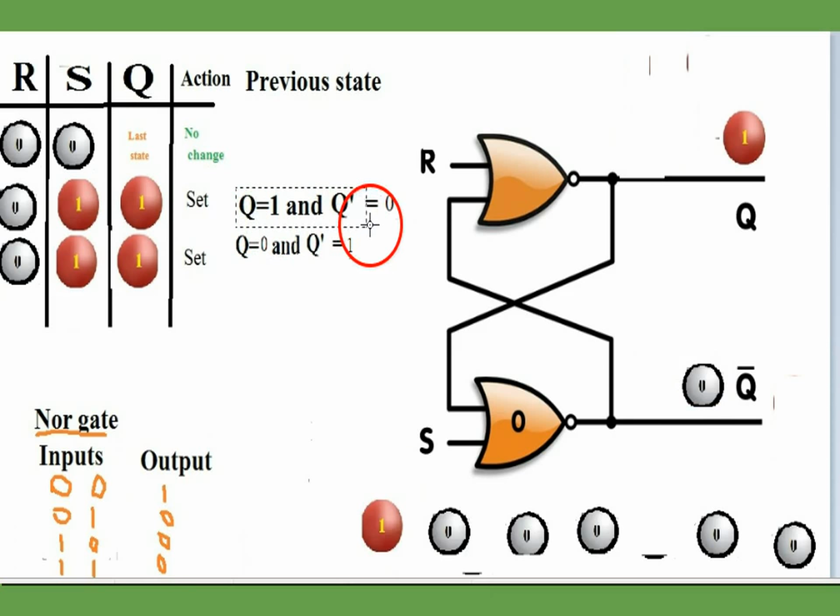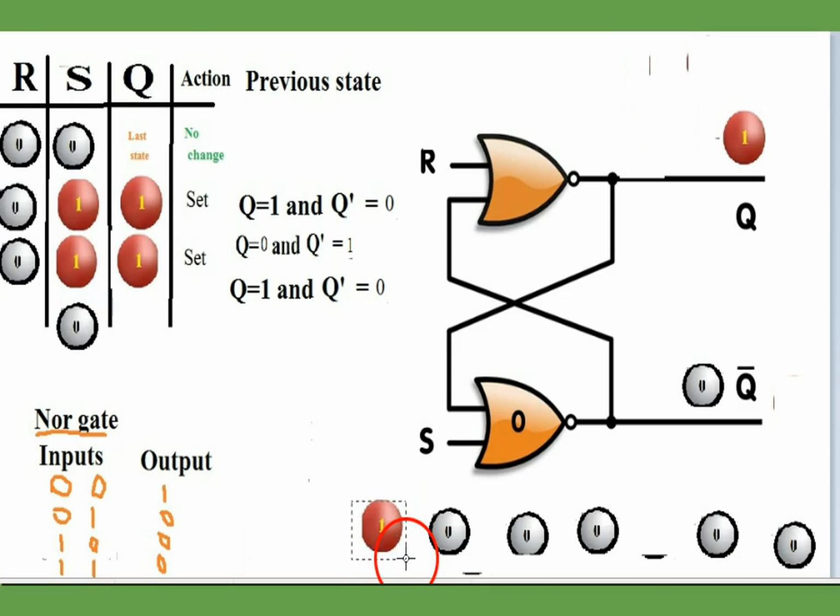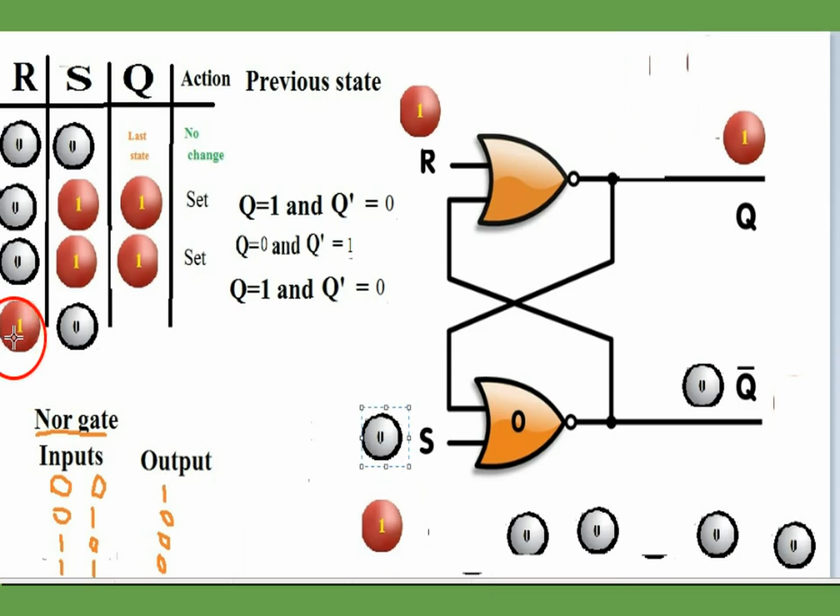Okay, now let's come to the next one. Now, for the next one we're taking the previous state as Q is 1 and Q complement is 0, and the two inputs R and S are 1, 0. If R is 1, S is 0, what will happen? Let's see. So this is R is 1 and S is 0. Okay, previous state, remember, 1 and 0.